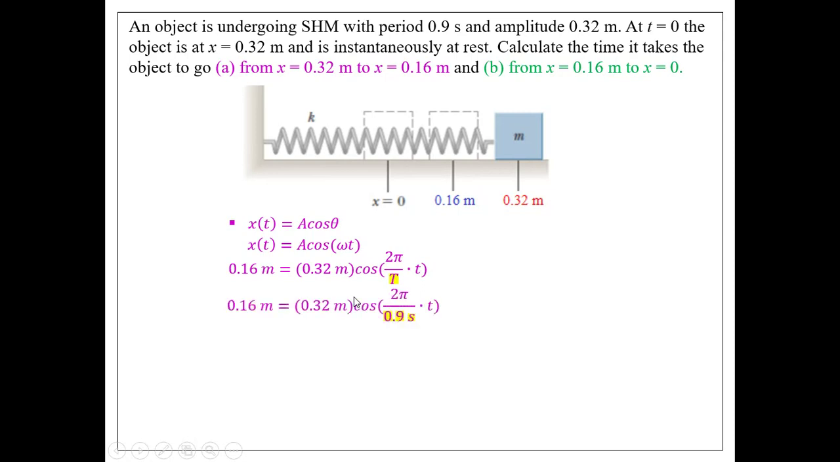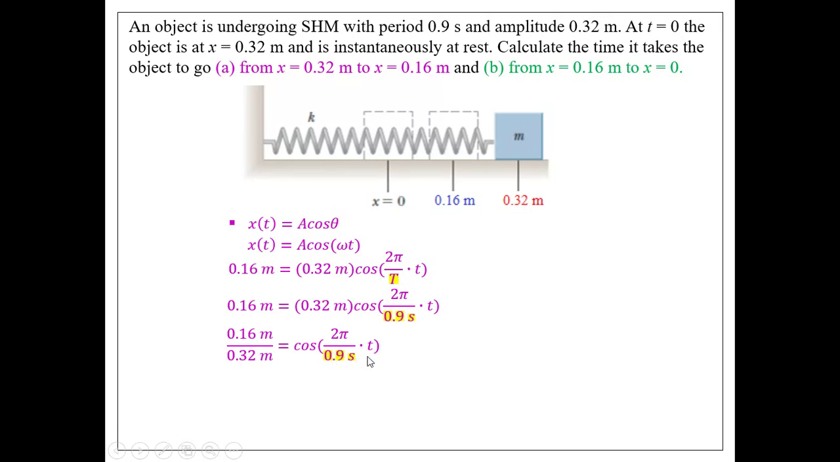Okay. In order to solve for t, I can just go ahead and do a little algebra here. I'm going to substitute in T for 0.9 because that was given. The next move is to divide both sides by 0.32. Make sure you watch the algebra here. This is where people can goof with algebra skills. So the first algebraic step I need to do is divide both sides by 0.32. That'll be 0.16 divided by 0.32 on the left side. And as you can see here, you have cosine in parentheses: 2 pi over 0.9, and t.